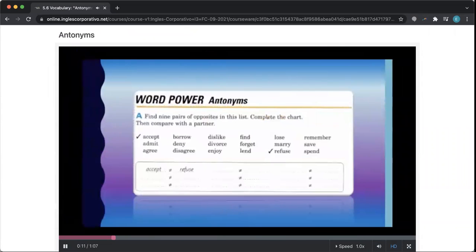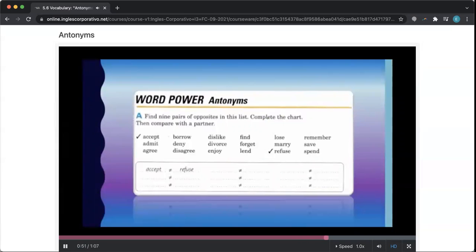Listen carefully and repeat. Accept, admit, agree, borrow, deny, disagree, dislike, divorce, enjoy, find, forget, lend, lose, marry, refuse, remember, save, spend.